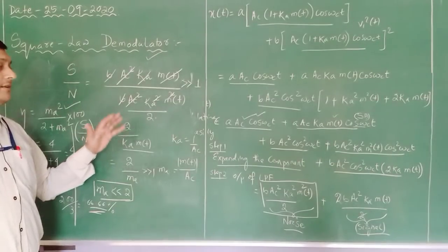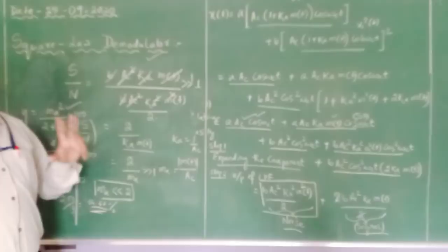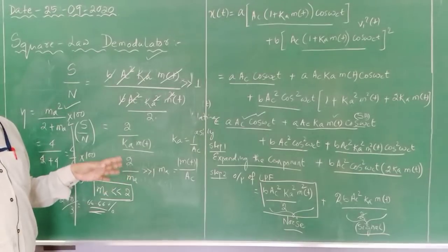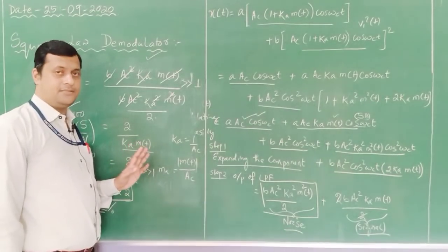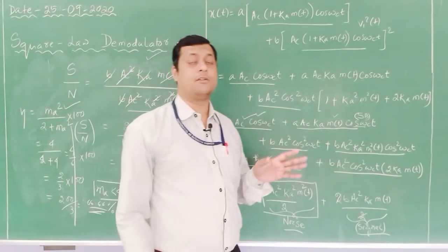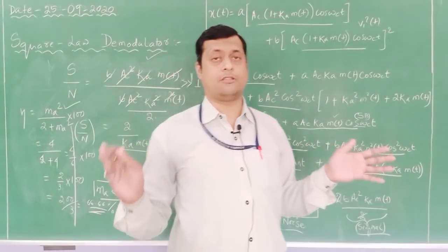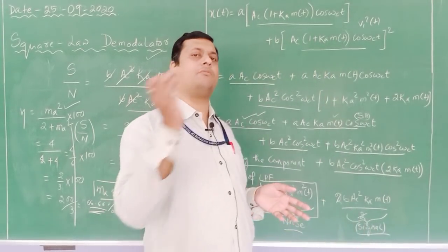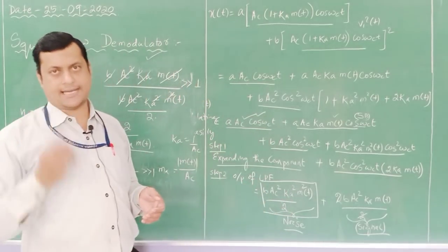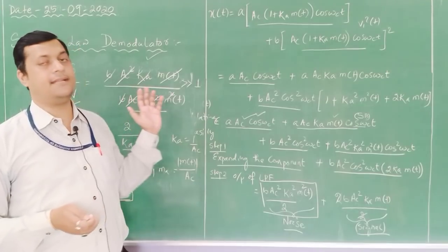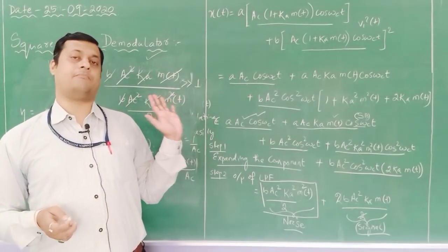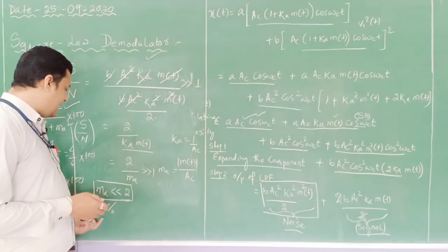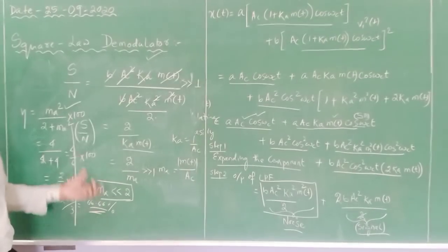But in the practical case we need to recover the original signal in a proper manner. Here the signal quality deteriorates. So the efficiency is 33% or maximum 66%. But the efficiency must be 100 so that we can recover the original signal. 100% efficiency is not possible, but we can go for 90%, 80% so that we can extract the original signal. So this is the main disadvantage of the square law demodulator. The maximum efficiency it can provide to recover the original modulating signal is 66.66% according to this derivation.